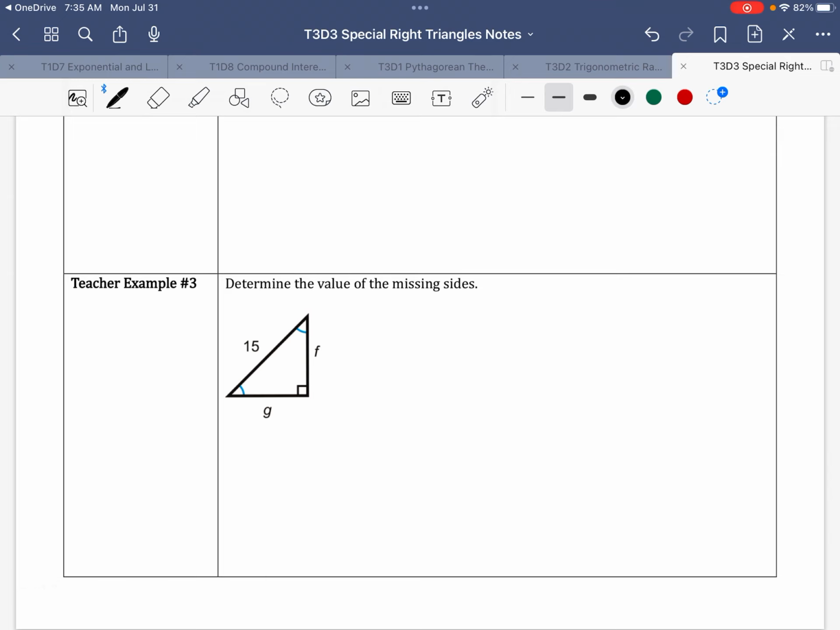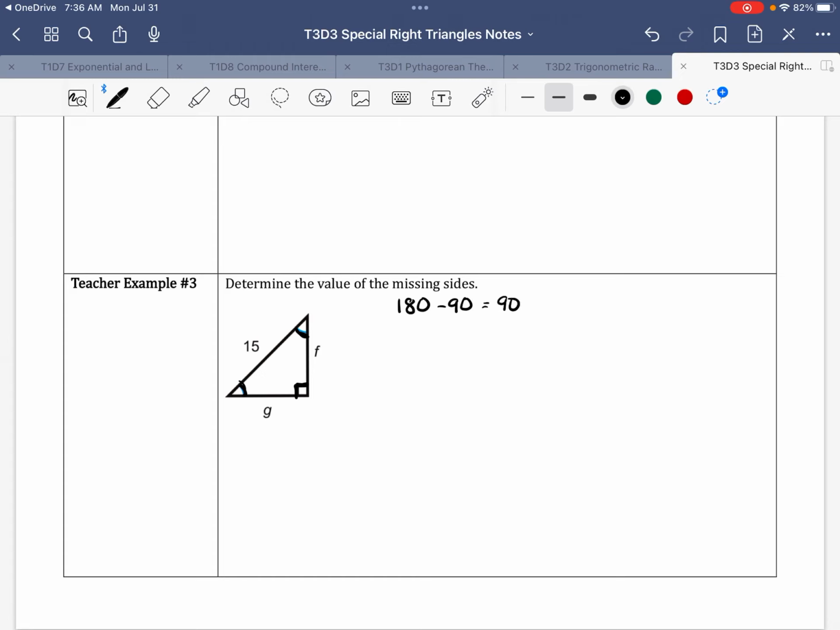Now, the third teacher example, we can say, let's see, determine the value of the missing side. Here, we're given a right triangle, and it says that the two angles are congruent. Again, since all angles of a triangle have to add up to 180 degrees, and we have one that is 90 degrees, it leaves us with 90 degrees.